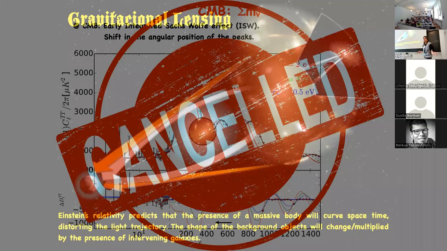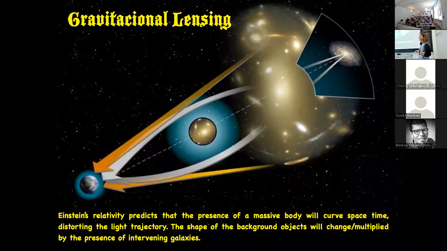How does it do it with the gravitational lensing? You know, right, that Einstein relativity predicts that the presence of a massive body will curve the space-time, distorting the light trajectory. The objects will be multiplied, magnified, distorted, okay, by the presence of matter inhomogeneities between us and the last scattering surface.